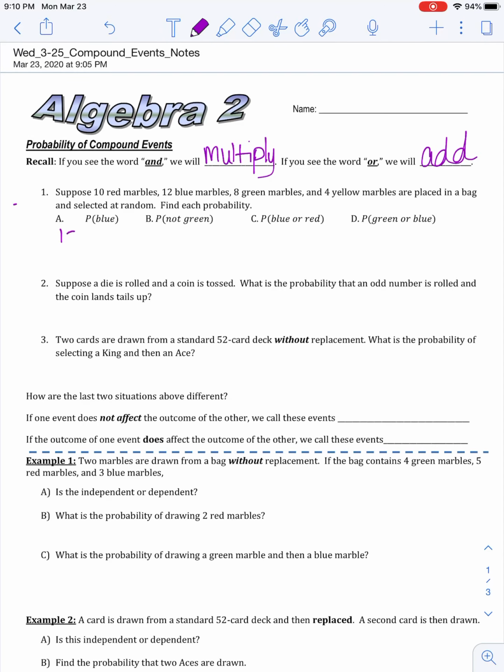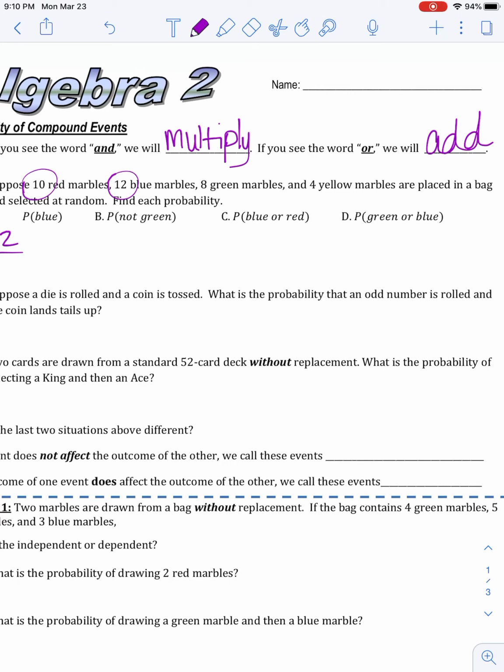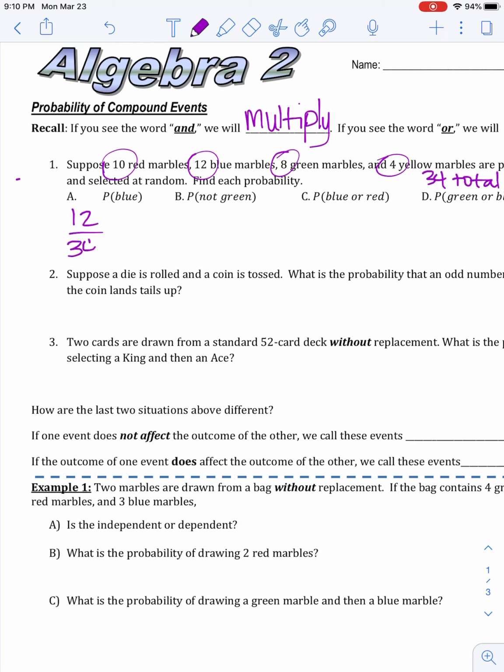So we take the number of blue, 12, out of the total. Let's see, we have a 10, a 12, an 8, and a 4. So 22, 34. 34 total. So if I take 12 blue and divide by the total of 34, this can reduce. They both are even numbers. Divide by 2, we get 6/17.